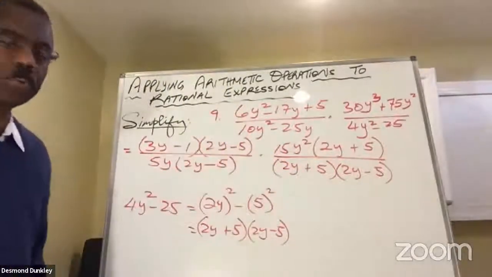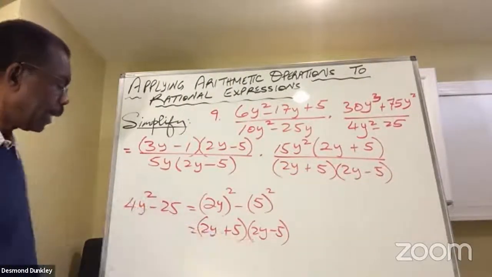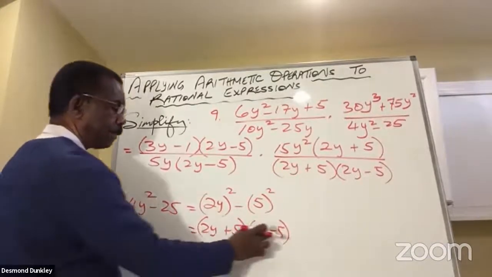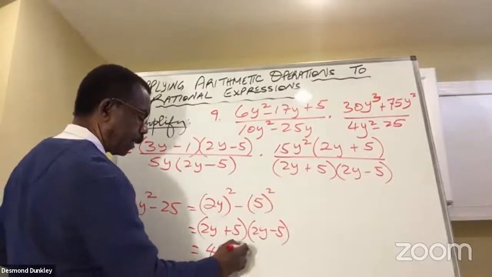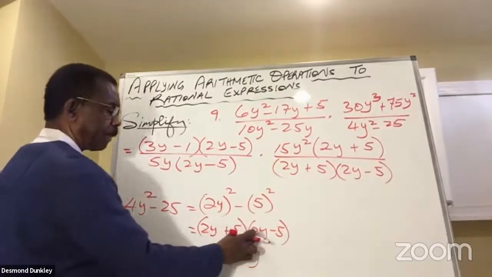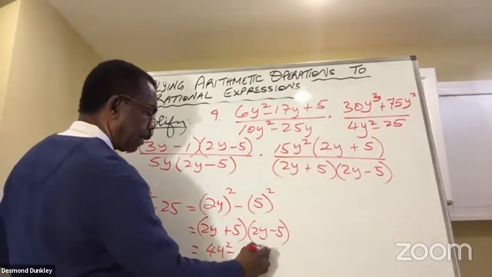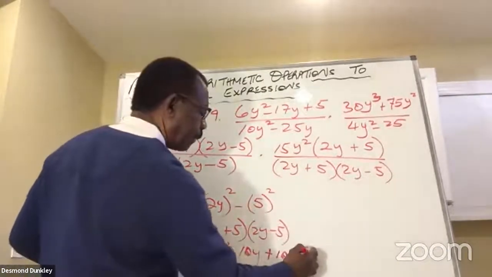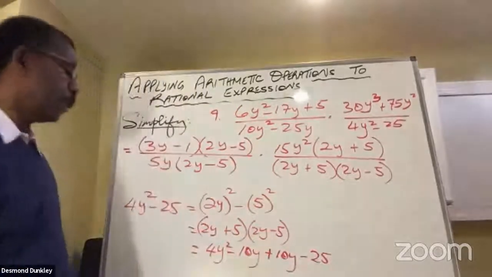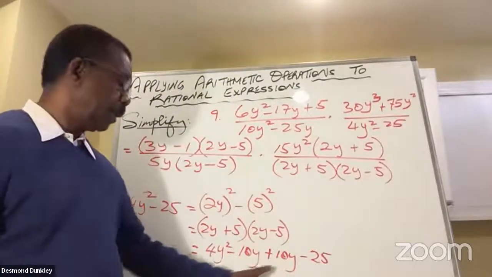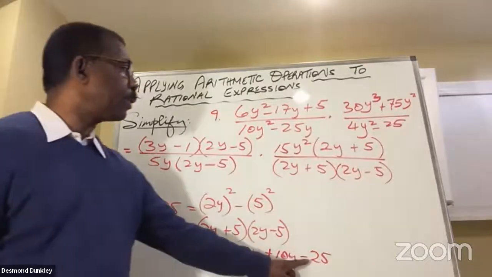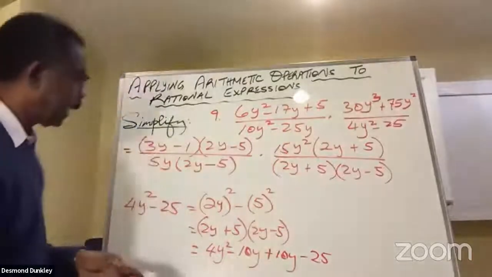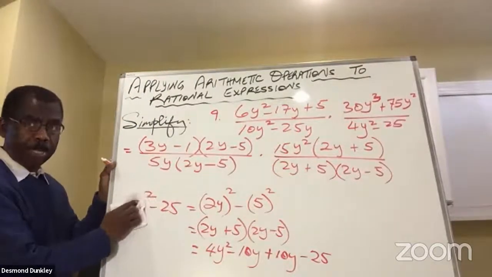Let's check to see if it's true. 2y times 2y, 4y squared. 2y times negative 5, negative 10y. 5 times 2y, 10y. Positive 5 times negative 5, negative 25. And look at the two middle terms, they cancel. So what are we left with? 4y squared minus 25. So it works. Okay, so the sidebar is over, point made.